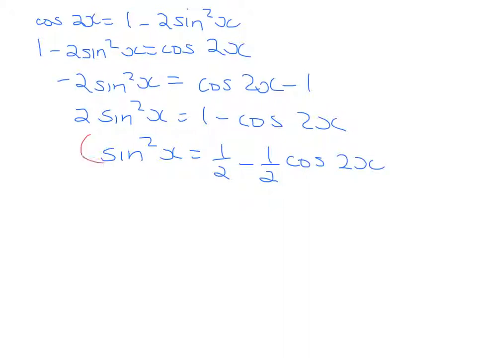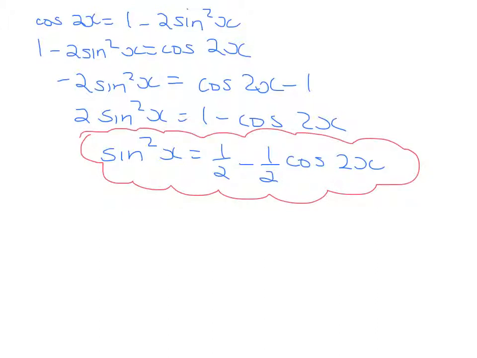So that's the first one you can choose to remember. And whenever you've got to integrate a sine squared x or any form of it, this is the substitution you make. And the reason is we can integrate a half, it's a half x, and we can integrate cos 2x. That's just a sine x, half sine x. So that's the first one.